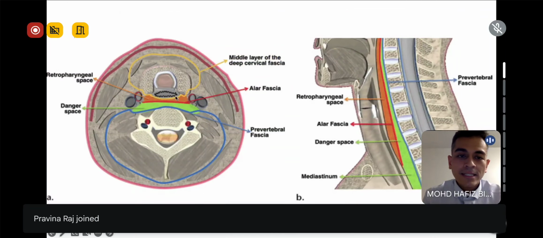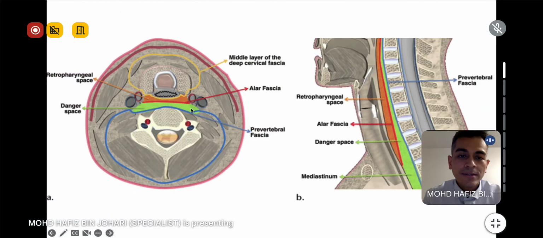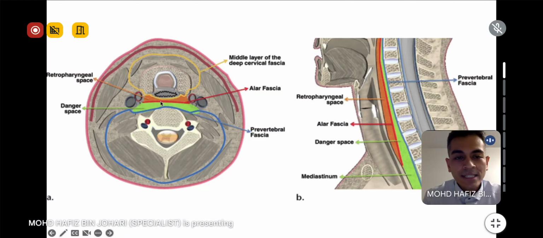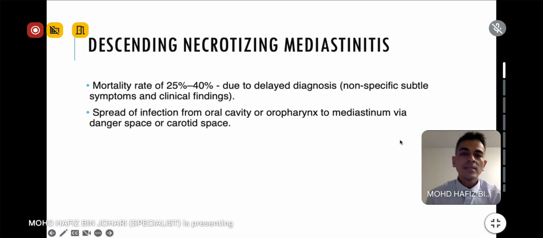The danger space is this green space here. It is posterior to the retropharyngeal space, posterior to the alar fascia. When we do imaging, we cannot really see this space. Sometimes we can demonstrate this alar fascia, but most of the time we do not. So whenever we see a retropharyngeal abscess or collection, we just extend down the CT scan until the mediastinum, till the carina, to look out for possible spread of infection through the danger space.